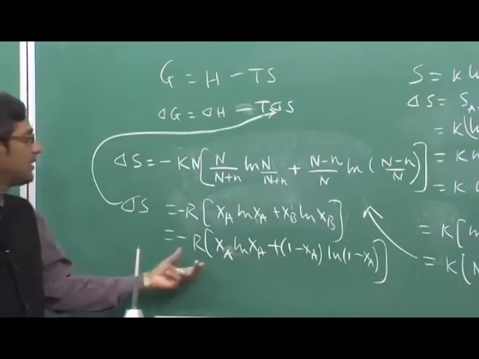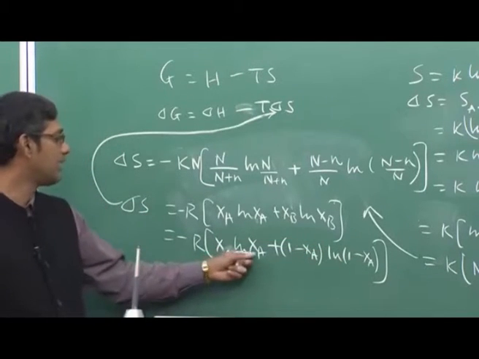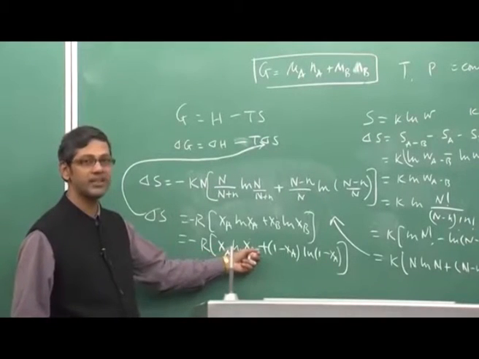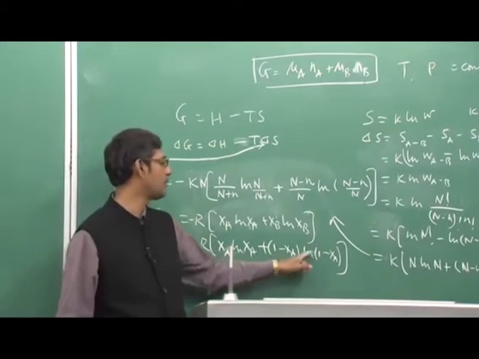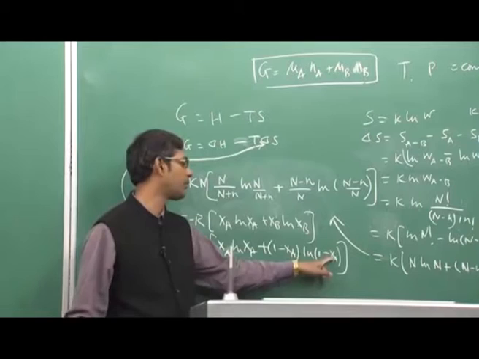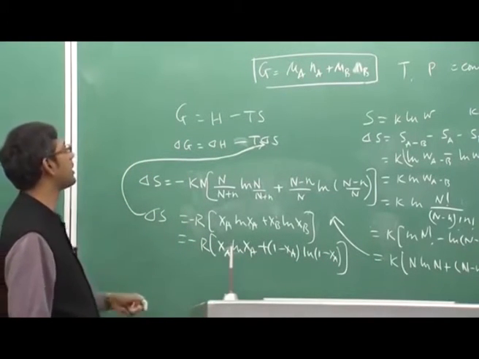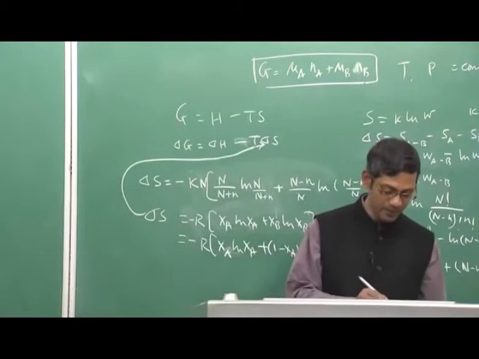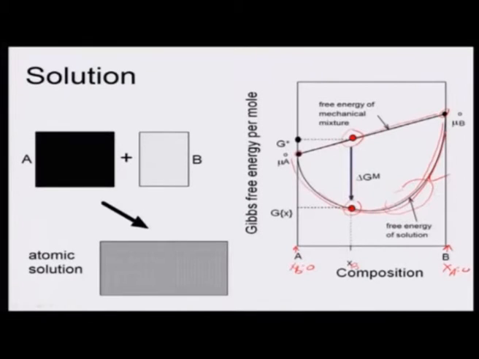So you can clearly see this is the equation of a parabola, because log of xA can be expanded, and it will give xA square. Similarly, 1 minus xA will be multiplied by log of 1 minus xA, and if you expand that, that will also give xA square. So that's why it becomes a parabola. All this curve that you see here is nothing but a parabola. This is why it is looking like this, otherwise not.